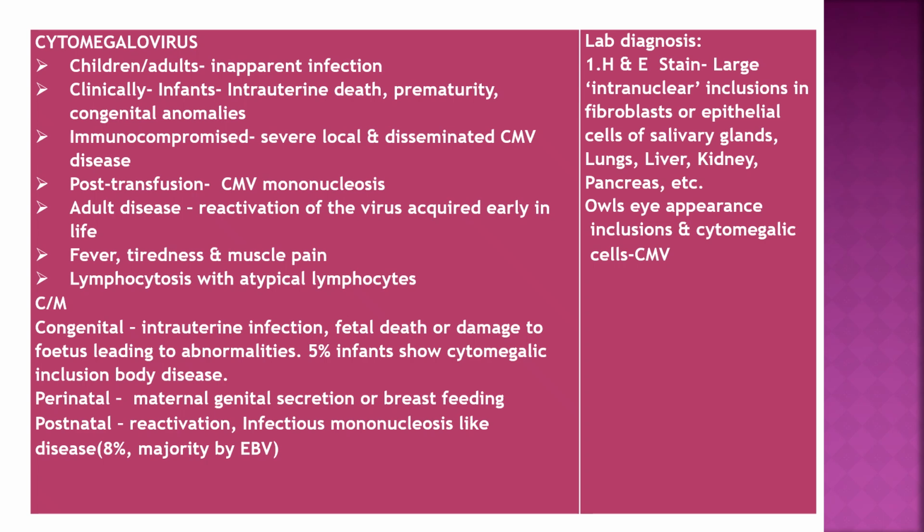Clinical manifestation: congenital, intrauterine infection, fetal death, or damage to the fetus leading to abnormalities. 5% of infants show cytomegalic inclusion body disease. Perinatal: maternal genital secretion or breastfeeding. Postnatal: reactivation, infectious mononucleosis-like disease, 8% the majority by EBV. Lab diagnosis: H&E stain shows large intranuclear inclusions in fibroblasts or epithelial cells of salivary glands, lungs, liver, kidney, pancreas, owl's eye appearance inclusion inside the cytomegalic cells.